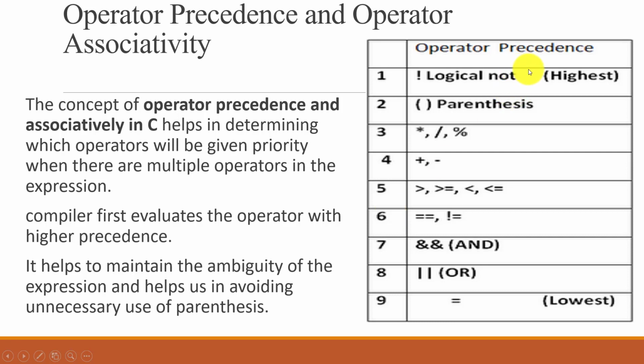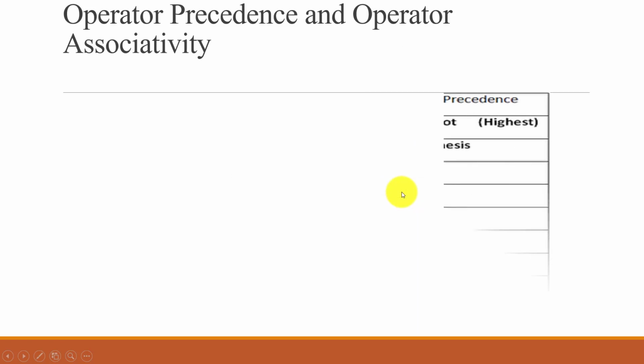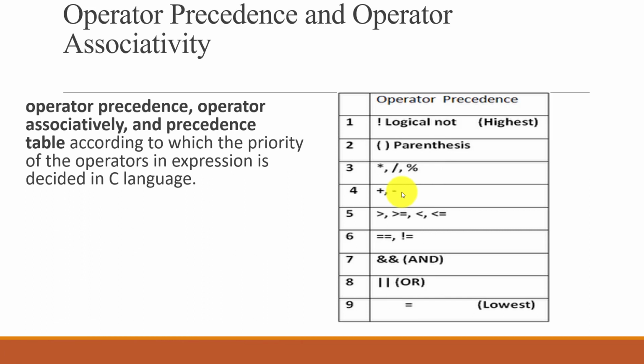So we have to follow the higher precedence: logical not, then parenthesis, where we solve the bracket first, then multiplication, then plus. We have to solve the expression in this order. So operator precedence, operator associativity and a precedence table are there, and accordingly we can solve the expression.